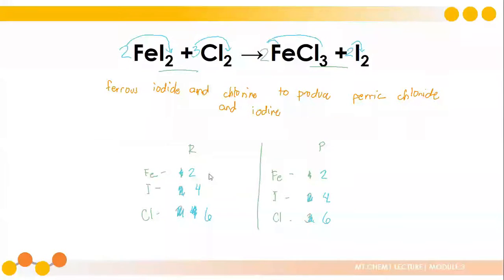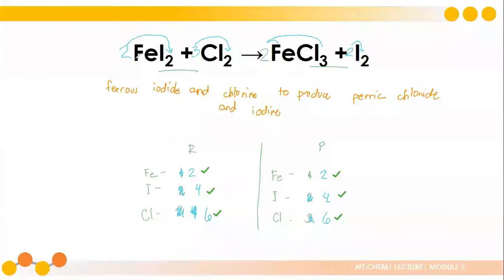On the reactant side, again, iron is already balanced. Both of them have 2. Same with iodine. We have 4 iodine on the product side and 4 iodine on the reactant side. Next, on the chlorine, we have 6 on the reactant side and then we also have 6 on the product side, making our equation now balanced.